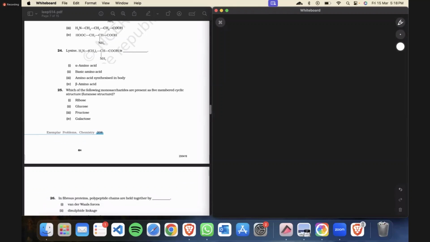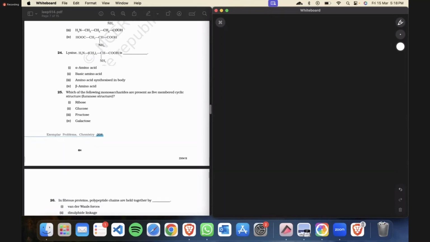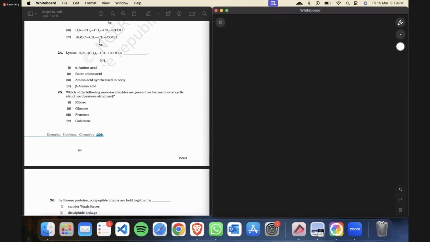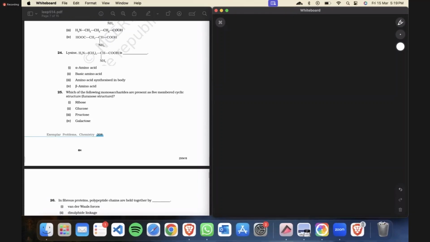Next up, we have question number 25. Which of the following monosaccharides are present as a five-membered cyclic structure? Ribose is there, glucose is not, and fructose is there. So ribose and fructose are present as five-membered cyclic structures.